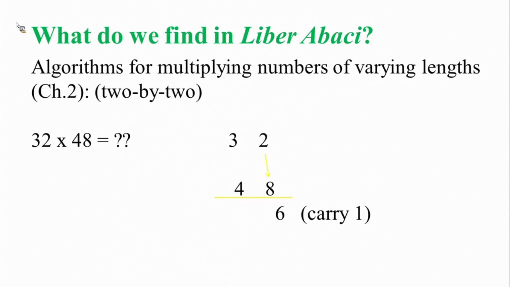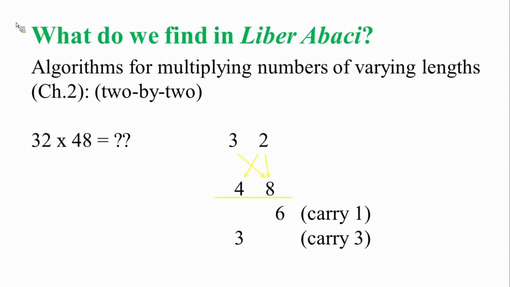So 2 times 8, 16. 6 carry 1. So far, looks familiar. Now what does he do? Instead of multiplying 8 times 3, which is what we do, he does 2 times 4 plus 3 times 8. So 2 times 4 plus 3 times 8 is 8 plus 24 is 32. Carry 1 makes 33. Put the 3 down, carry the 3.